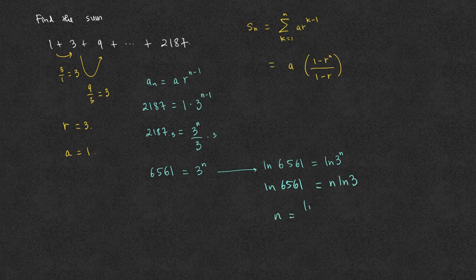n is therefore ln of 6,561 over ln of 3, and this is exactly 8. And so in this formula, n equals 8.